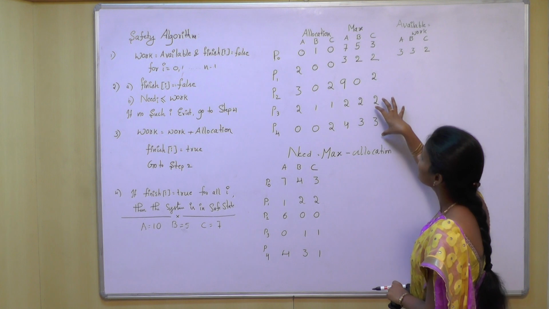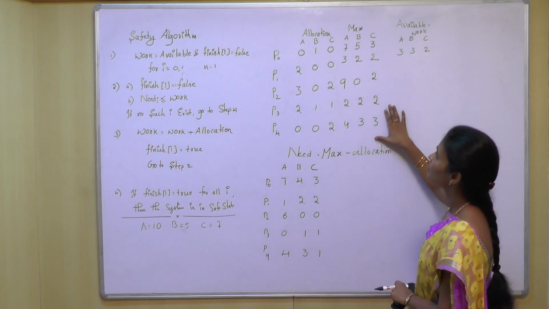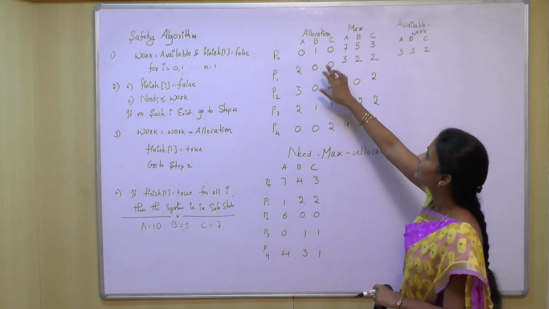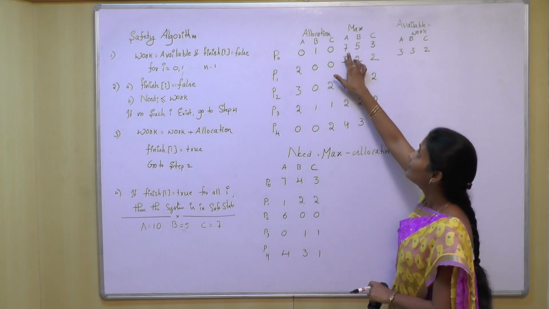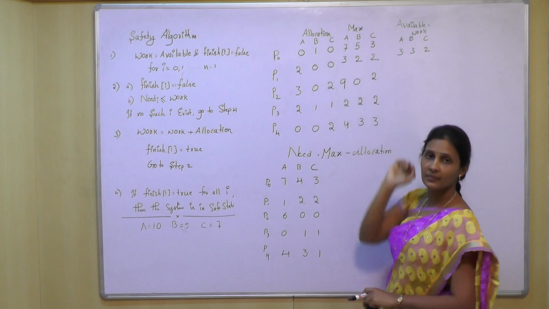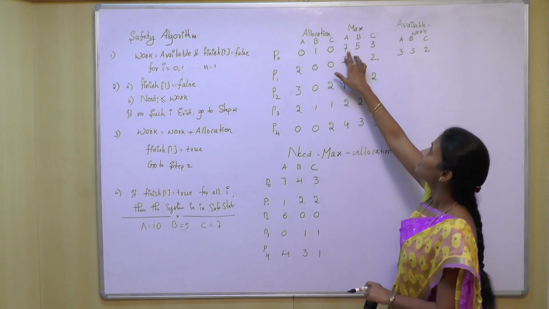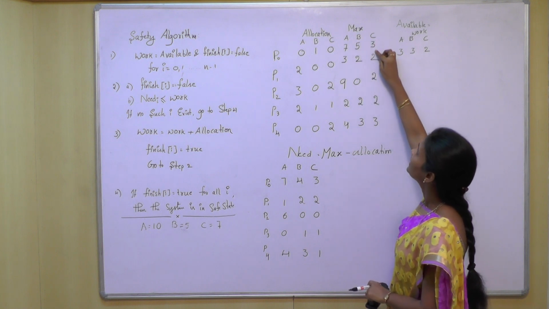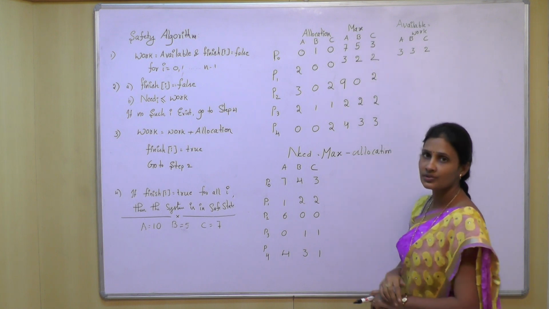Now, the maximum demand of each process to finish its execution: for process P1 to finish its execution, it requires 7 instances from resource A, 5 instances from resource B, and 3 instances from resource C.